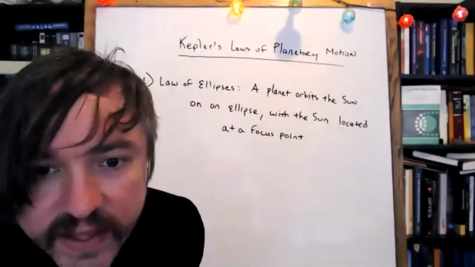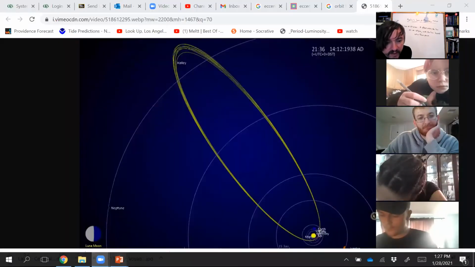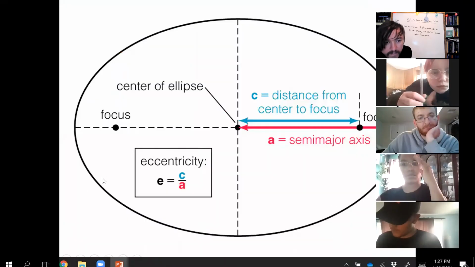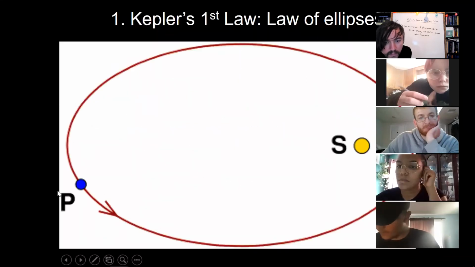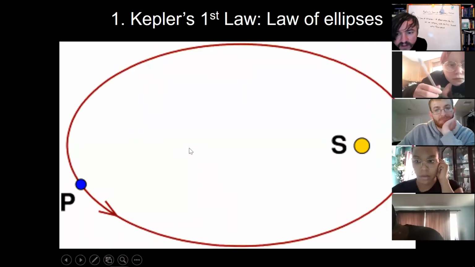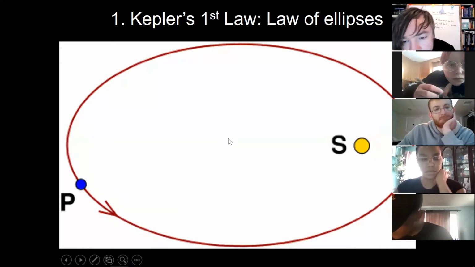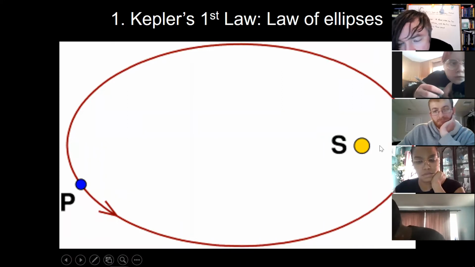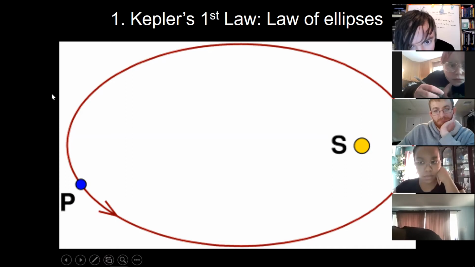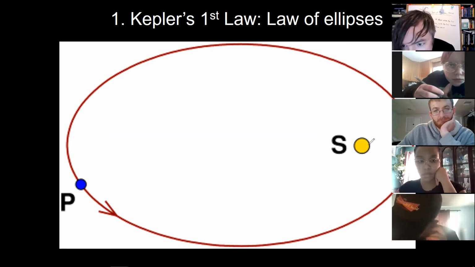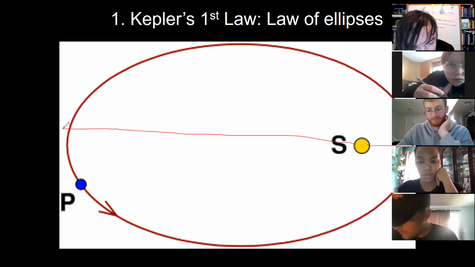Guys, while you're writing that down, let's just look at a picture of that really quick. This is a picture of what that law states. The planet is orbiting the sun on an ellipse, but also notice the sun is not at the center. The sun's located at one of those focus points. It's kind of showing us that the sun is offset, okay? Believe it or not, we're going to be able to calculate the perihelion distance and the aphelion distance in our class today. I'll show you how to do that in a minute.